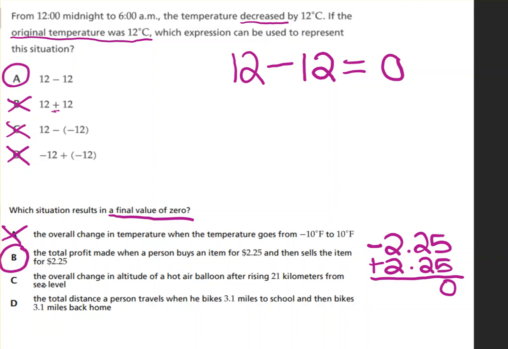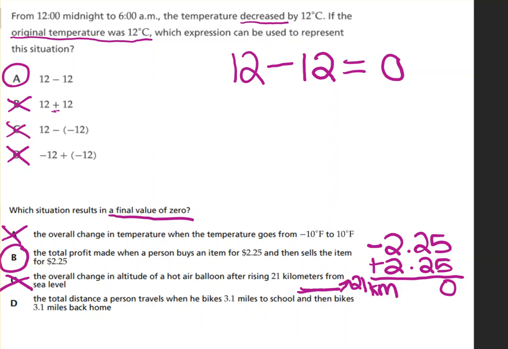So, choice C, the overall change in altitude of a hot air balloon after rising 21 kilometers from sea level. So we're going up from 0, from sea level, and going up 21 kilometers. It doesn't say anything about coming back down. It's just saying the overall change in altitude. So we're going up 21. So we know that C does not give us a final value of 0.